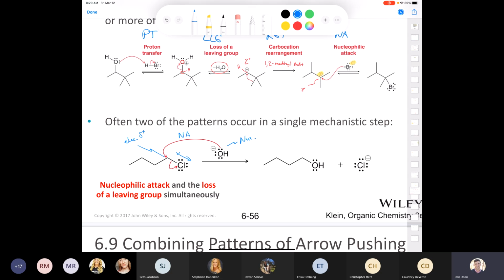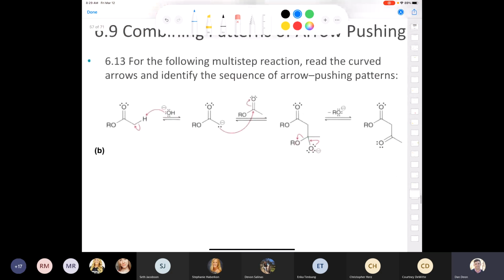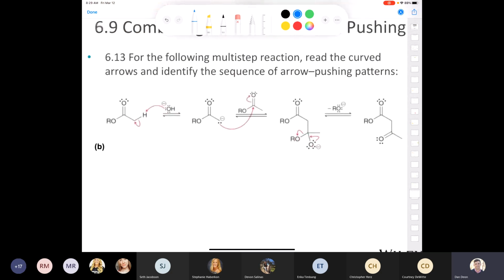I'm going to erase some of this to clear it up a little bit. But anyhow, we have our electrophile, we have our nucleophile, and then you see that we have a loss of leaving group, right? The chloride is being lost simultaneously. We call these concerted reaction mechanisms, two steps occurring at once. All right, with all that in mind, let's take a look at an example.